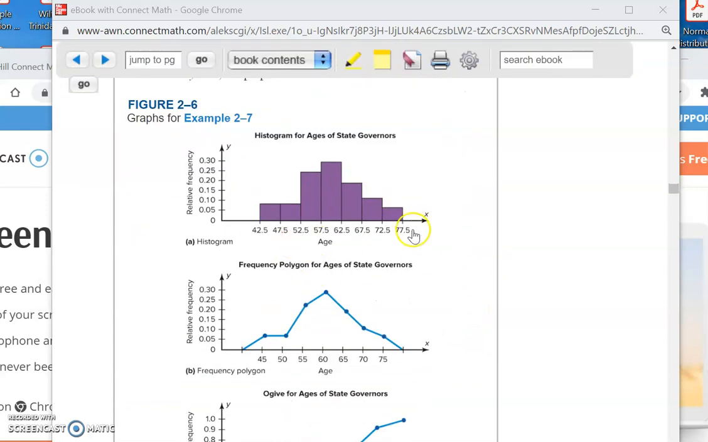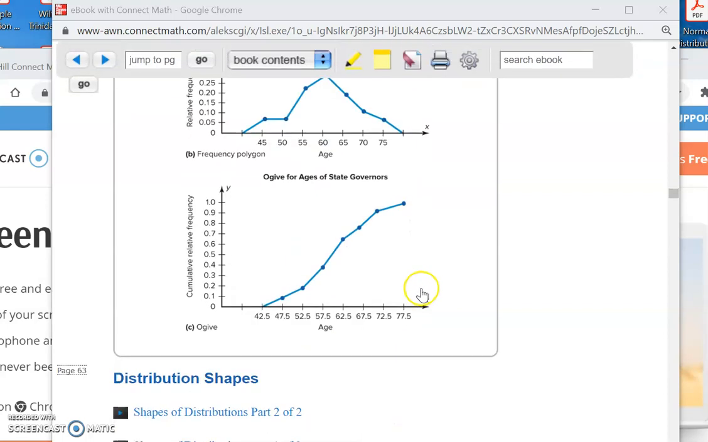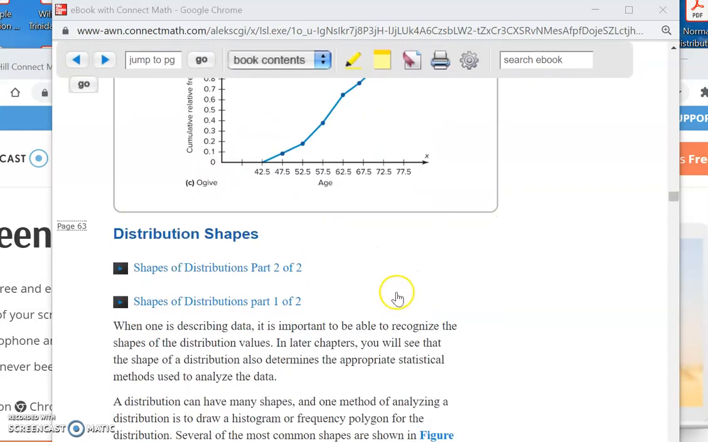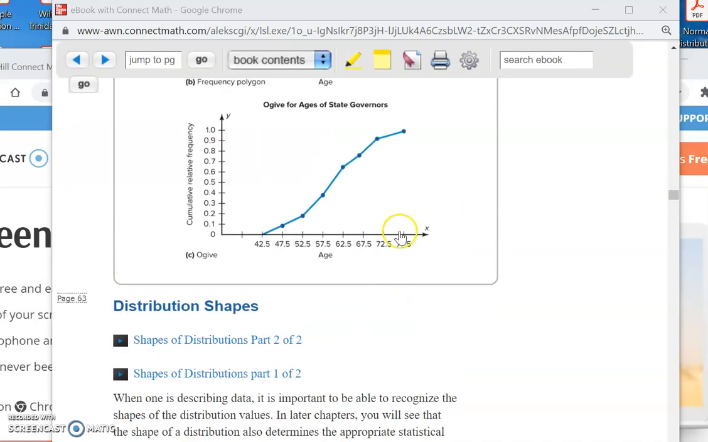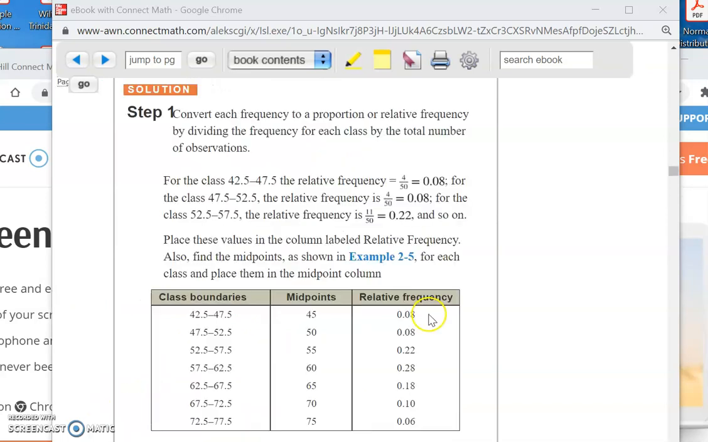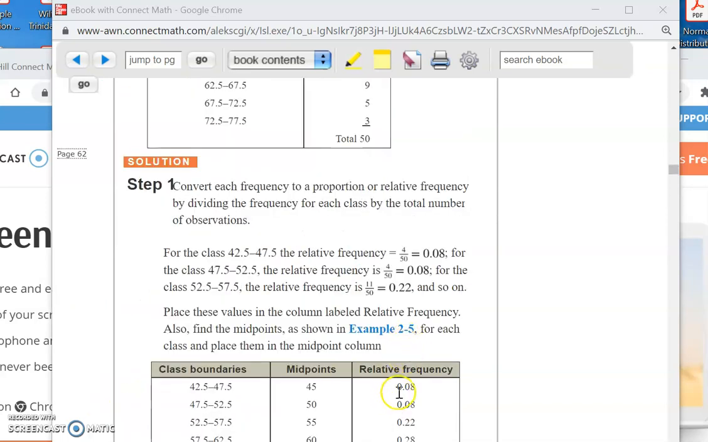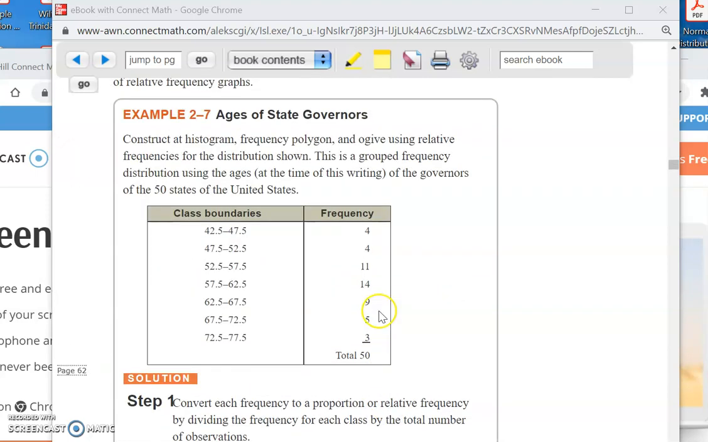Here's the histogram. Here's the frequency polygon. Here's the ogive. Okay, wait a second. Where's the relative frequency? Sorry, I kind of motored through that a little too quickly, didn't I? So you come up with these frequency distributions, but this is going to be relative frequency, the relative frequency of everything.